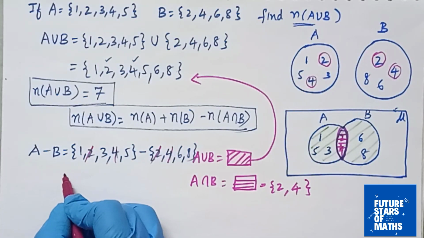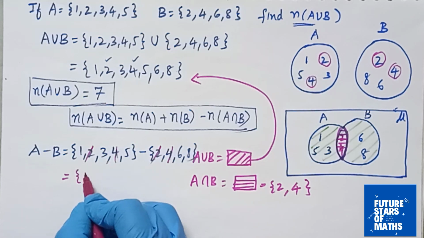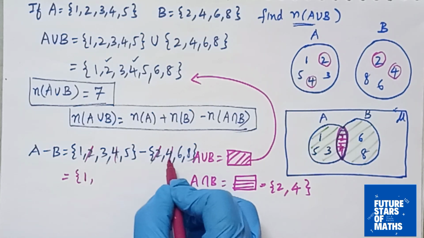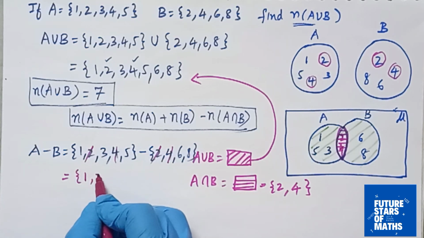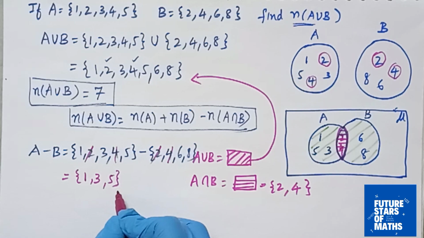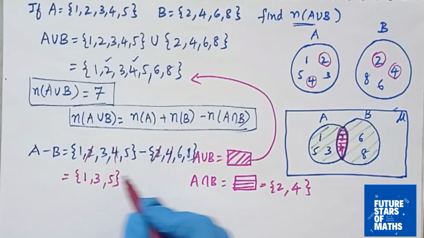So what will be the answer? Only the elements which are left in the first set. Okay, we should not write the elements which are left in the second set. We should leave this. Only the elements which are left in the first set will be the answer for A minus B. Okay, so now using Venn diagram, how will we draw that?